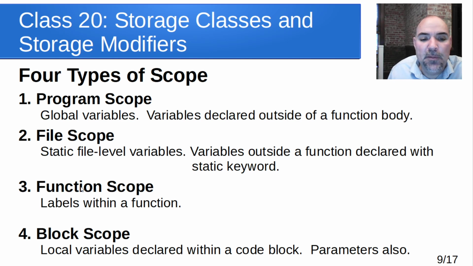And then function scope. The function scope in C is a little bit unique. It's only for labels that are inside of a function. In other words, you cannot make a function that jumps with a goto statement from one function to another function. So that's function scope. And then block scope is what we saw with local variables, whether those are static or whether those are automatic. Those are all block scoped. And parameters also. So the parameters in a parameter list for a function, those are also block scope.